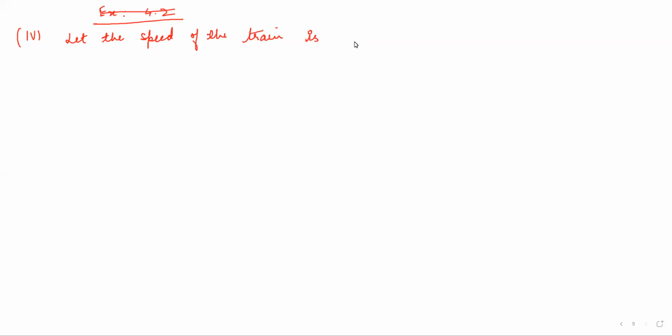What is the unit of speed? Ma'am, kilometer per hour. Kilometer per hour, because in this question it is given in kilometers and hours. Okay. Now read the question again. A train travels a distance of 480 kilometers at a uniform speed. Total distance covered by the train is 480 kilometers, at a uniform speed.